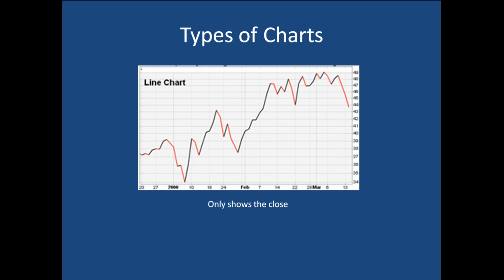So to start, we'll talk about the types of charts. And you're probably more familiar with a line chart. If you look at TV or pull up a stock on your phone, then you'll probably see a line chart. And the line chart only shows the closes. So if we have a close yesterday, and then today happens, a new data point is plotted, and the close of today is here. Another day happens, a new data point is plotted, and it's plotted here.